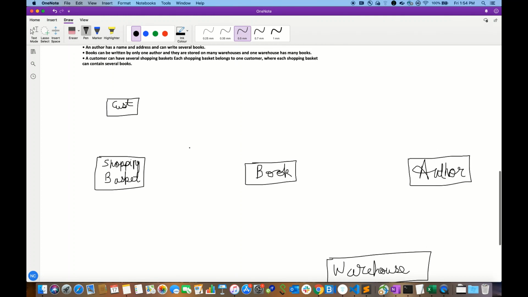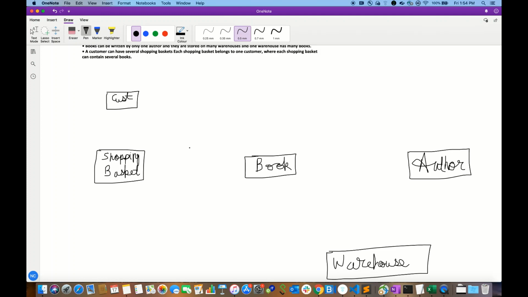So after defining the entities, we need to find the relationship between the entities. A customer is related to the shopping basket, that a customer has a shopping basket. So there is a relationship named, and a shopping basket has books.